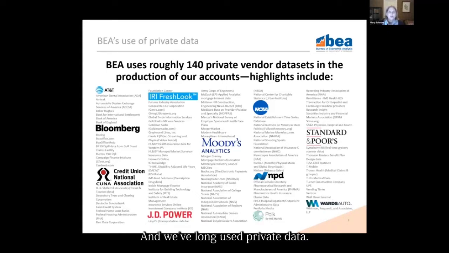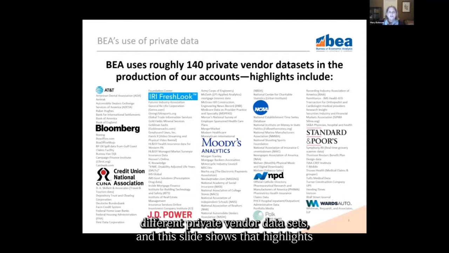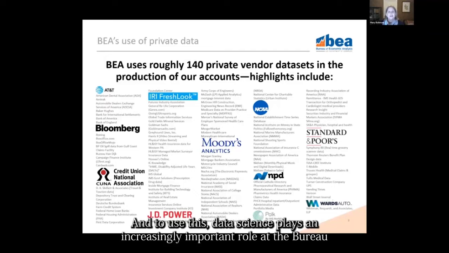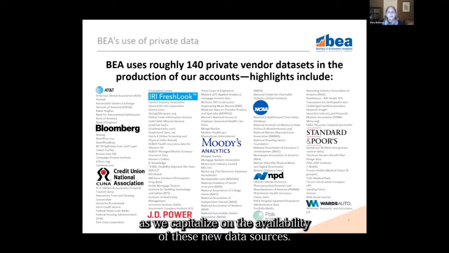And we've long used private data sources, currently have about 140 different private vendor data sets, and this slide shows the highlights. Some of the data provide aggregate indicators, but increasingly BEA obtains and deploys newer types of data, including high frequency and large or big data. And to use this, data science plays an increasingly important role at the Bureau as we capitalize on the availability of these new data sources.